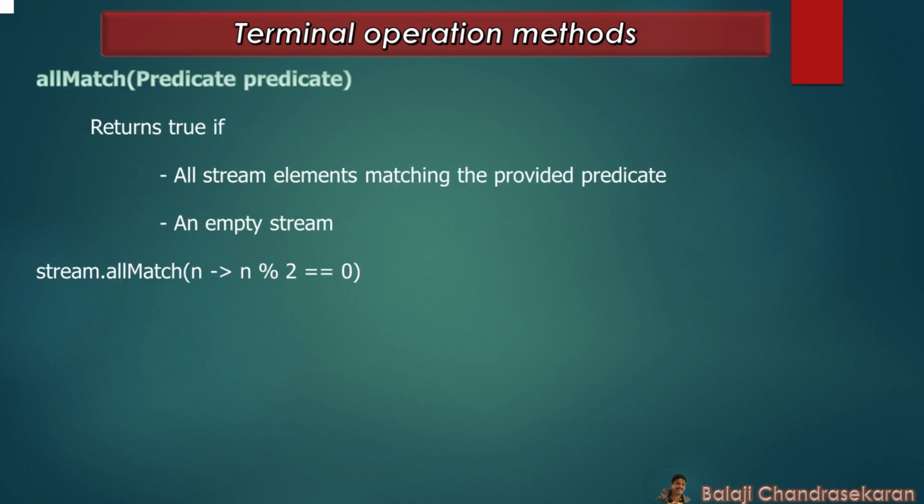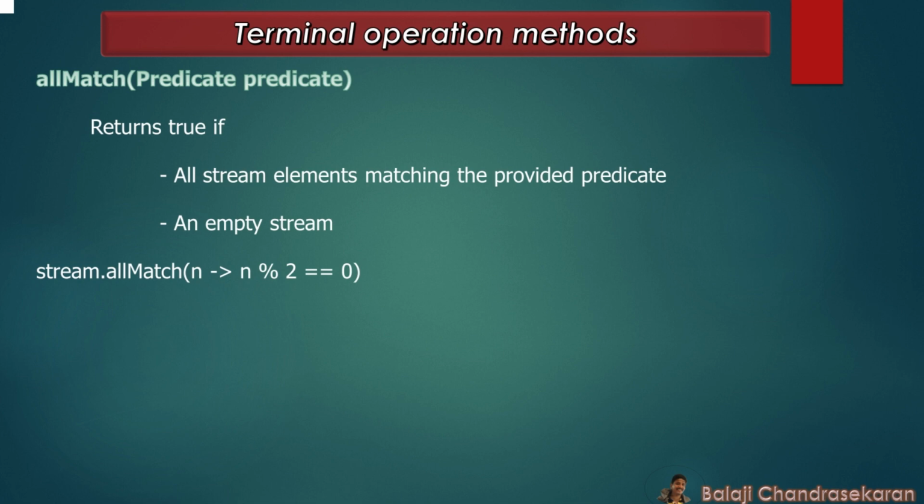The allMatch method in Java streams is a terminal operation that checks whether all the elements of the stream match the given predicate. It returns true if all the elements of the stream satisfy the predicate or if the stream is empty. Here is an example of how to use the allMatch method. In this example, the allMatch method checks if all the elements in the stream of integers are even. If the stream is empty, allMatch returns true because there are no elements to evaluate and thus the condition holds trivially.